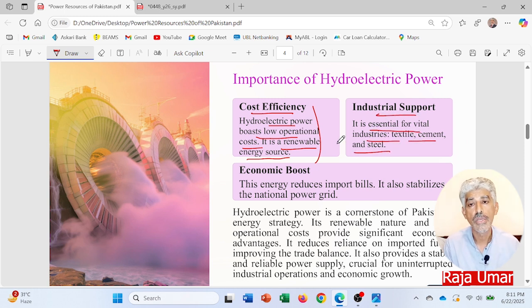So, industrial support. It is essential for vital industries, textile, cement and steel, which consume a lot of power. To provide them sufficient power, it is a must that hydroelectric power should be produced at low cost, so that the industry might be using low cost electricity to produce products at cheaper rates.